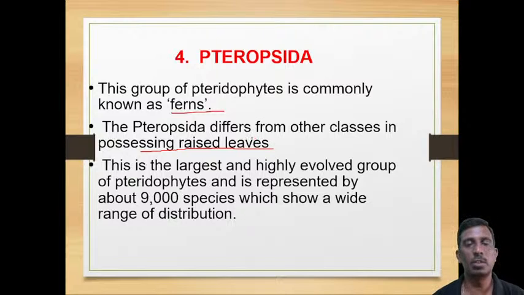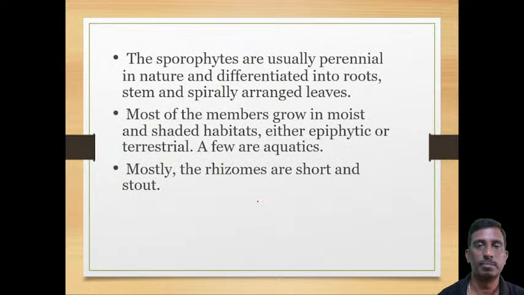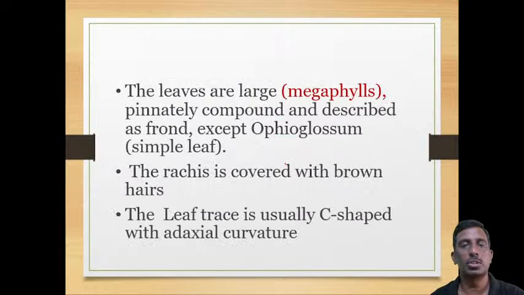In pteridophytes, this is the largest and most highly evolved group, which has about 9,000 species and shows a wide distribution. The sporophyte is well differentiated into root, stem and leaf. Some may be epiphytic or terrestrial, and a few are aquatic, like Salvinia. Rhizomes are short and stumpy. The leaves are large megaphylls, which are pinnately compound.